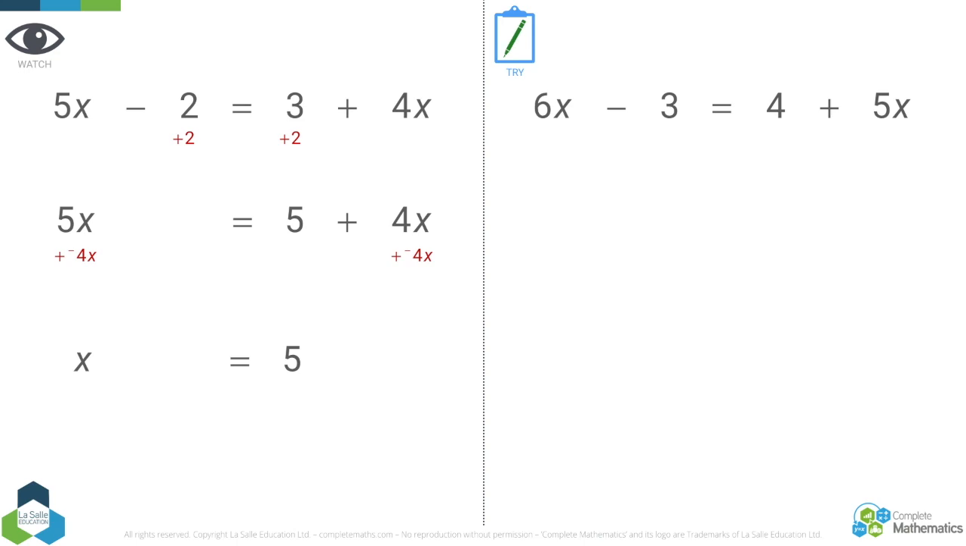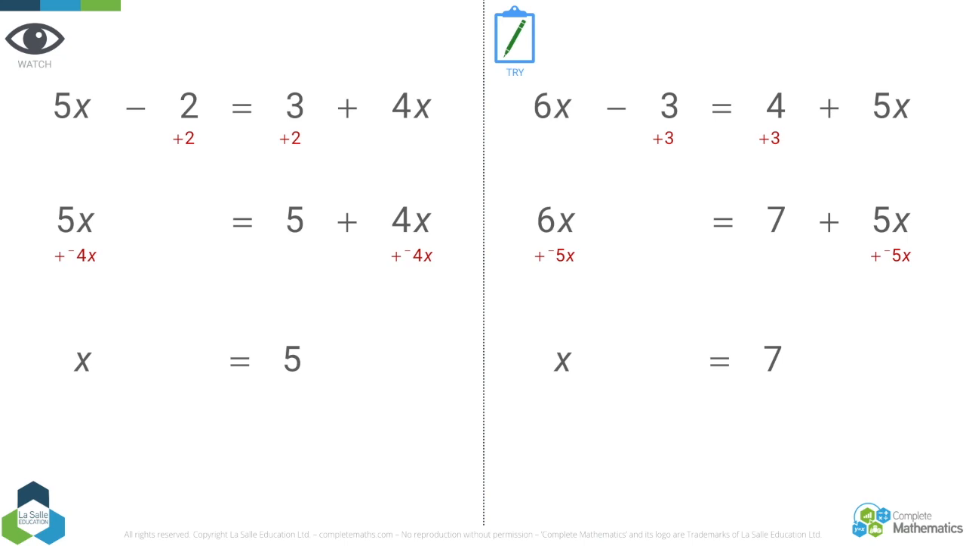So to solve this equation, like before, we're going to add 3 to both sides, which leaves us 6x equals 7 plus 5x. Now I have that positive 5x that I would like to remove or make 0. So I'm going to add in negative 5x to both sides, which leaves me 1x equals 7. So I've isolated the 1x, and that is equal to 7. And I can check by substituting 7 back in to check my equation holds true.